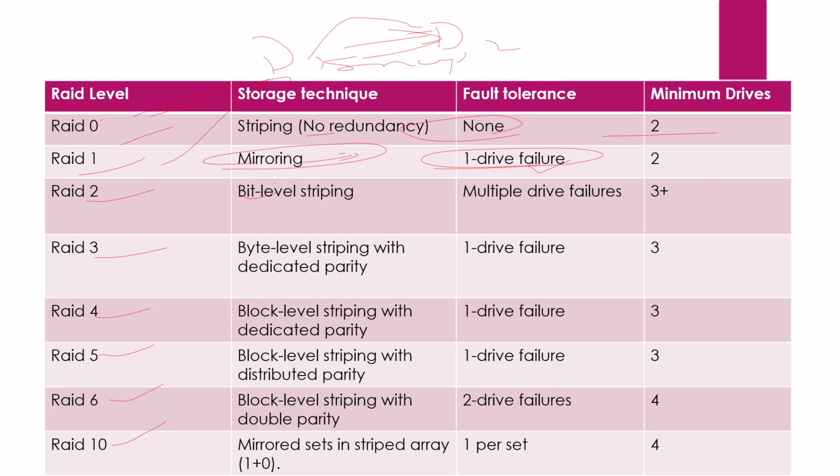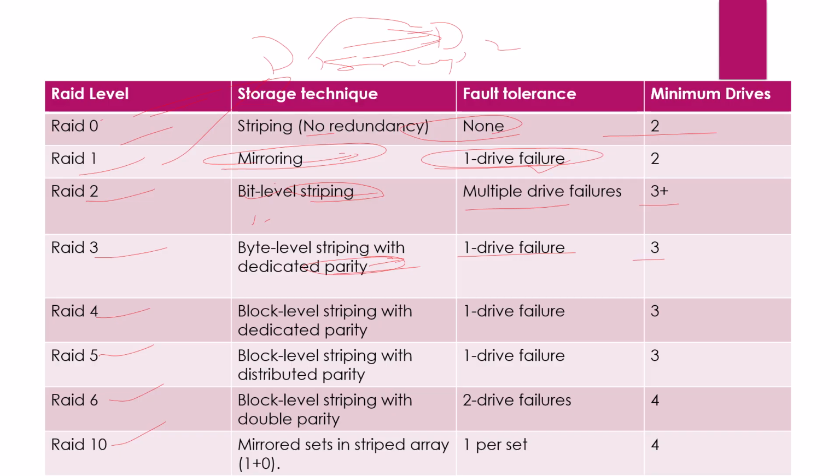If you talk about RAID 2, that's bit level striping, with multiple drive failures. What is the maximum drive count here? 3 plus. RAID 3 is byte level striping with dedicated parity. There's a difference between bit and byte. I will explain this word later in the upcoming section. Where is the fault tolerance? One disk failure. If one disk fails, then we can easily manage it. The maximum disk count is 3.